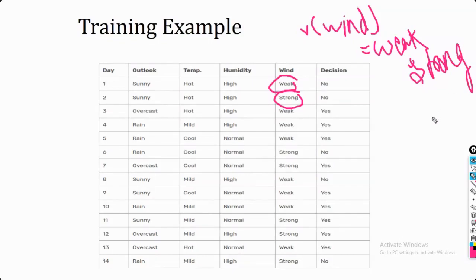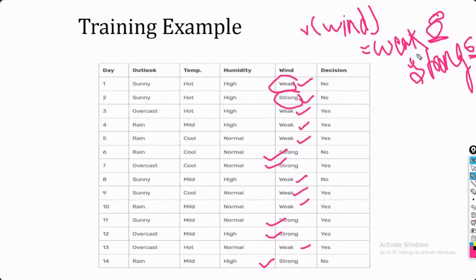Next, I'm going to count in total how many weak and how many strong there are. If we count the number of weak, it's 1, 2, 3, 4, 5, 6, 7, 8. So for weak we have 8 entries. And for strong it's 1, 2, 3, 4, 5, and 6. So 6 strong entries. With respect to weak we have 8, and with respect to strong we have 6 entries.